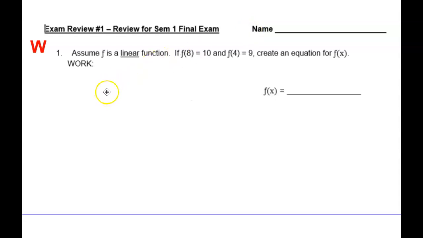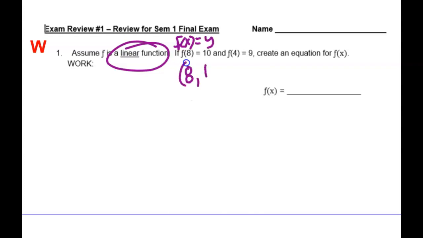So this is review packet number 1. This question is on Wednesday's part of the final. This says, write the equation of a line. This is an f of x equals y situation. So this is x equals 8 when y equals 10, and x equals 4 when y equals 9.